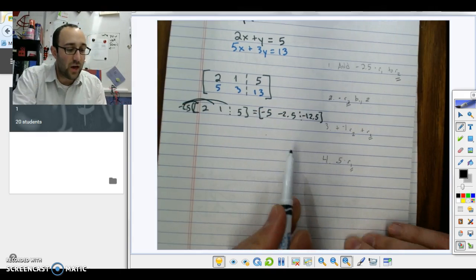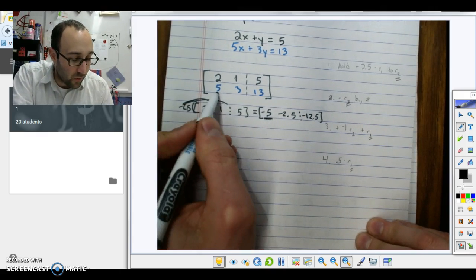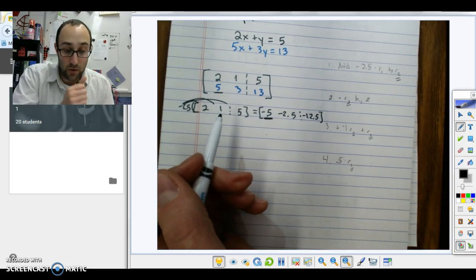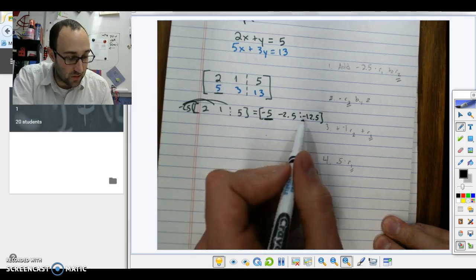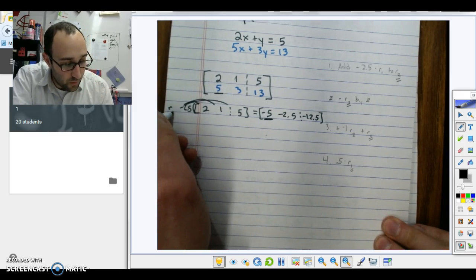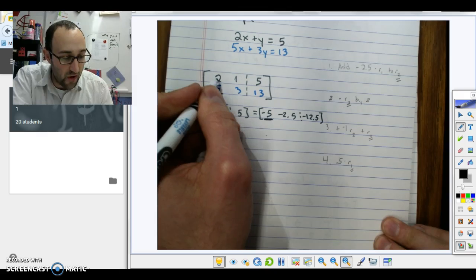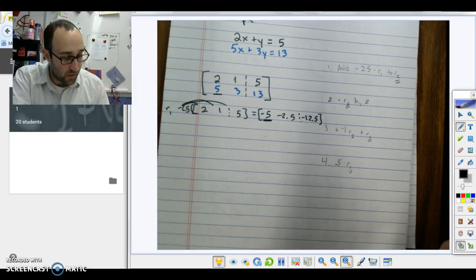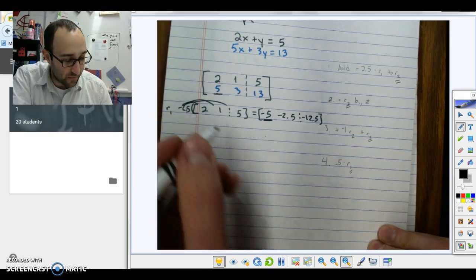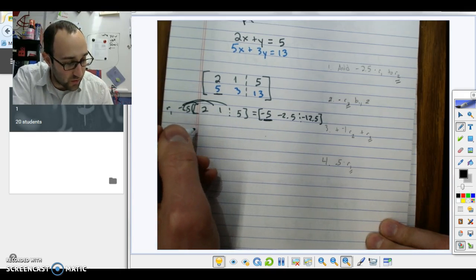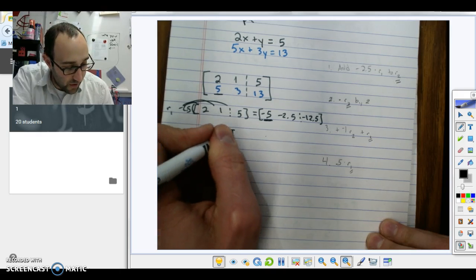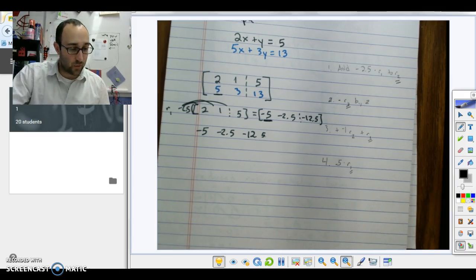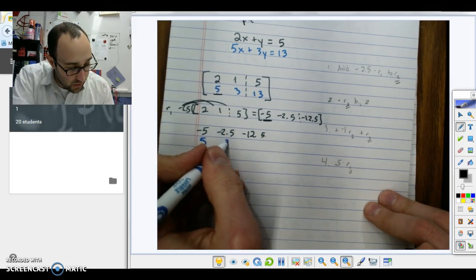Now, why did I do that? Well, the reason is right here: the negative 5 and the positive 5, if I add them together, are going to cancel out. This is my new R1, it's this one times negative 2.5. I'm going to add it to R2 and leave it in R2. I'll rewrite it for now: negative 5, negative 2.5, and negative 12.5. I'm going to add that to 5, 3, and 13.